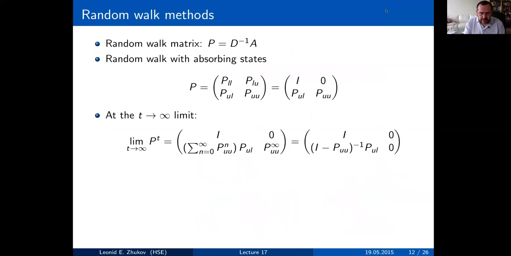So here is the key to this process, and I'll spend a few minutes on this slide. First of all, the random walk matrix. If you have an adjacency graph, you can always build a random walk matrix. Let's say we have the following graph, a line graph.